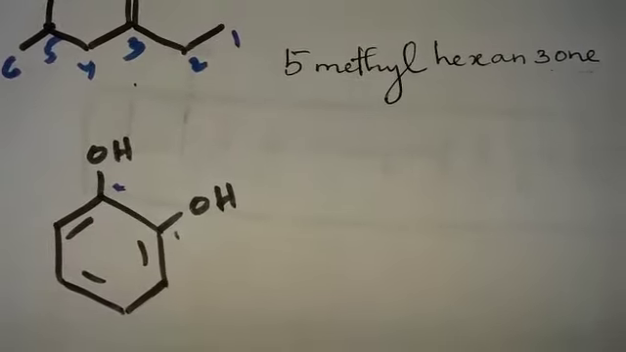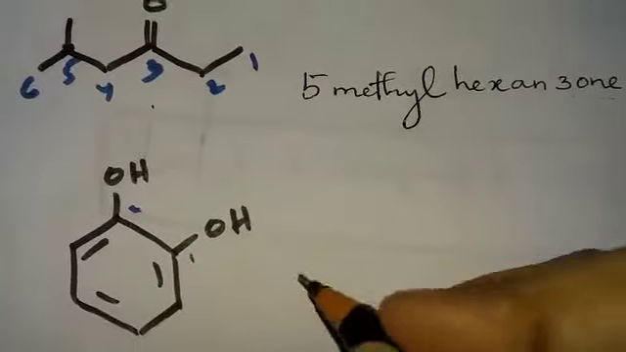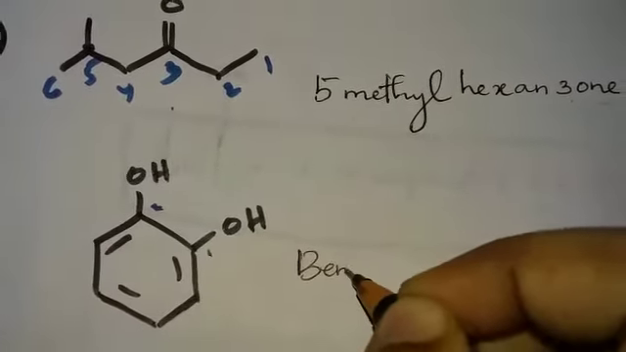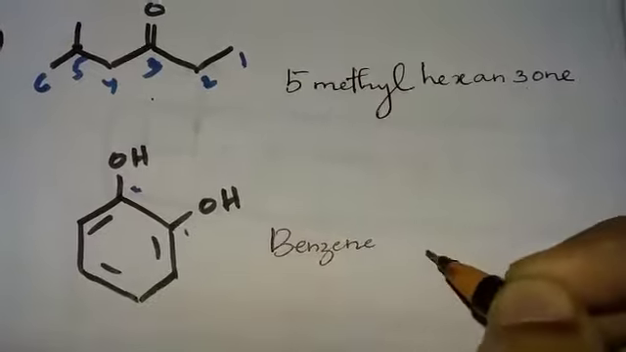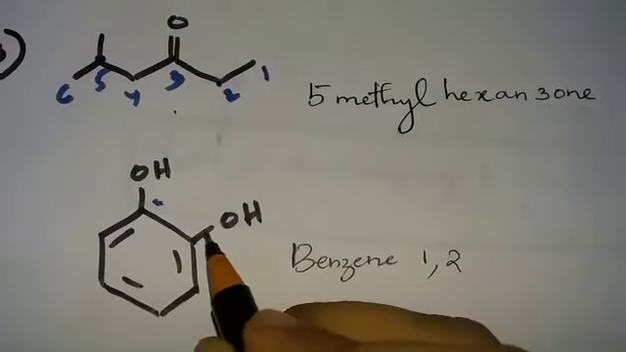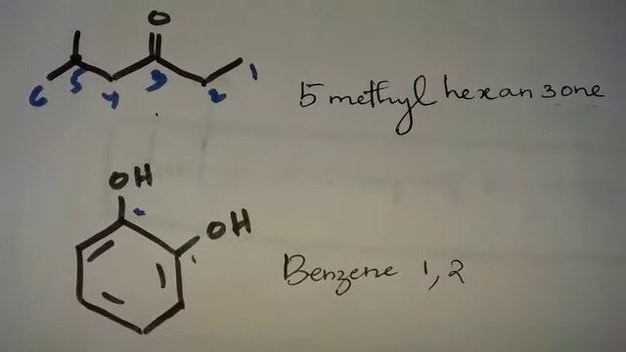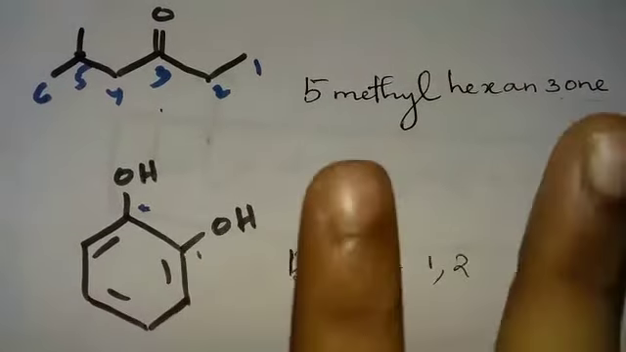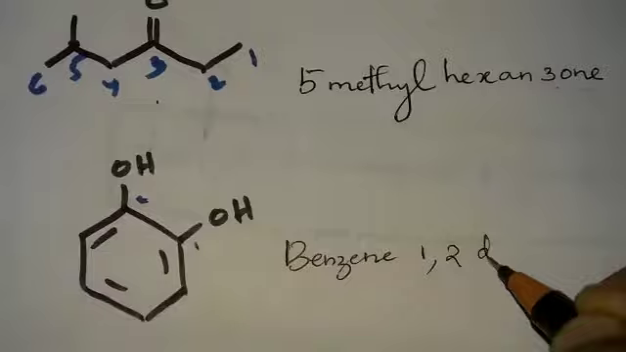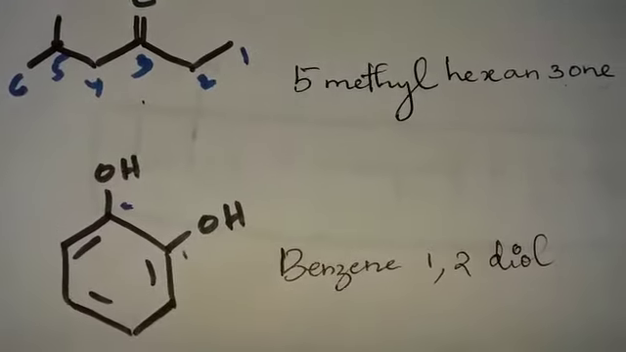So the name of the compound is benzene-1,2-diol. The first position and the second position have an alcoholic group. How many alcoholic groups? A total of 2 alcoholic groups are there. So 1,2-diol.